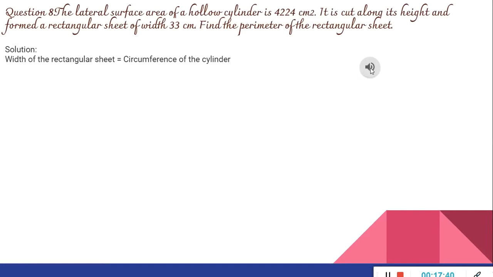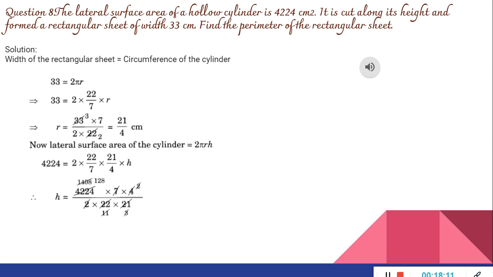Now question number 8. The lateral surface area of a hollow cylinder is 4224 centimeter square. It is cut along its height and formed a rectangular sheet of width 33 centimeter. Find the perimeter of the rectangular sheet. Here width of the rectangular sheet is equal to circumference of the cylinder, right? So that is given, 33 centimeter. Then what is the formula of circumference? 2 pi r. So we can write 33 is equal to 2 pi r.